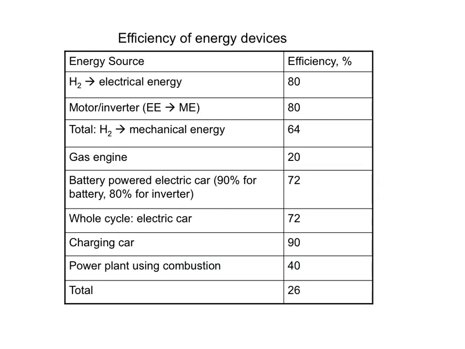The hydrogen fuel cell is an efficient device. When it's used in a car, the overall efficiency is about 64%. Compare that to a gas engine, which is only 20% efficient. A battery-powered electric car is actually more efficient than a fuel cell, but the source of the electricity will determine the overall efficiency of the battery-operated car.